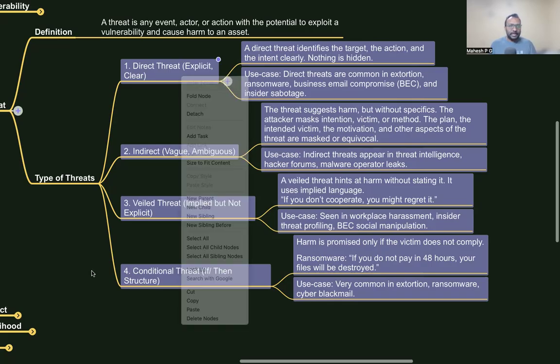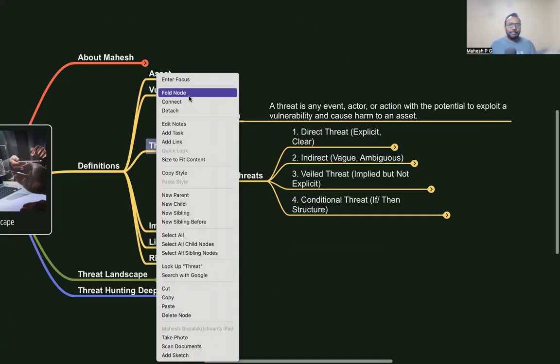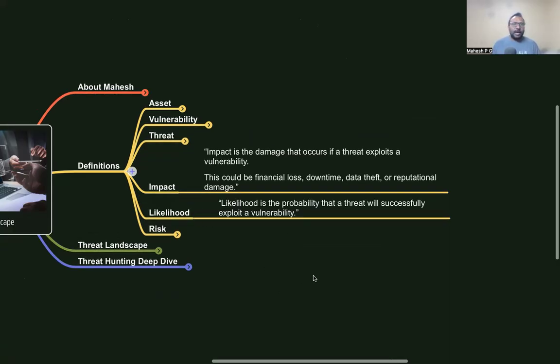Let me fold this and go back to the next definition. It is all about the impact. What is the impact? Impact is the damage. As we said, a thief came into the home and stole the valuables. That is the impact: the valuables have been lost, they have been stolen. And what is likelihood? It is how probable it is that the threat could exploit the vulnerability and cause impact.